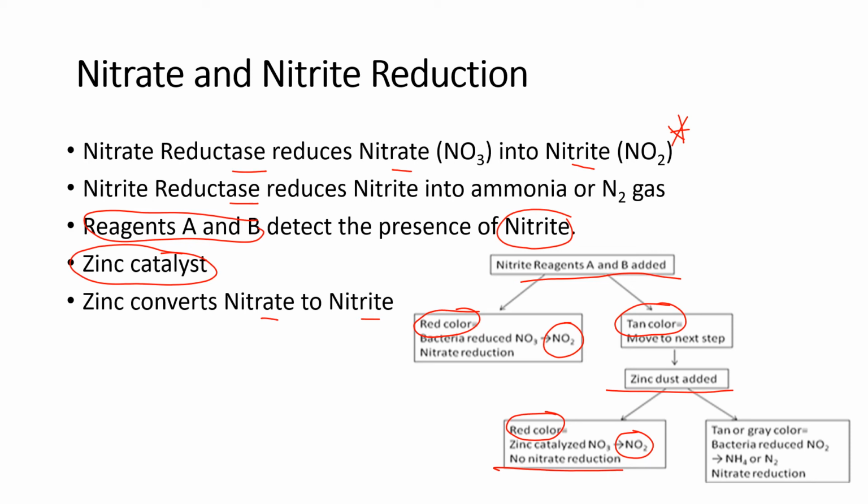Instead, if when you add the zinc dust, it remains tan, that means there is no nitrite present, and that is because it was further reduced into nitrogen gas or ammonia. So that means both nitrate reduction occurred and nitrite reduction occurred.